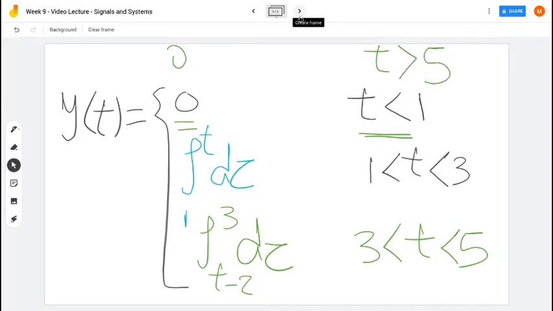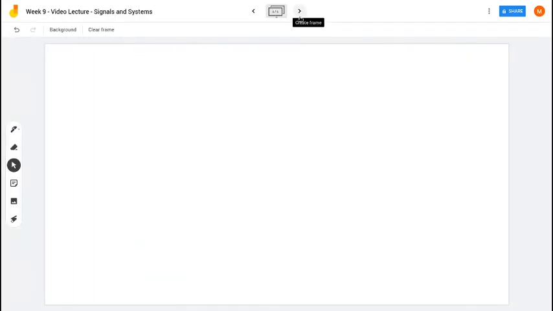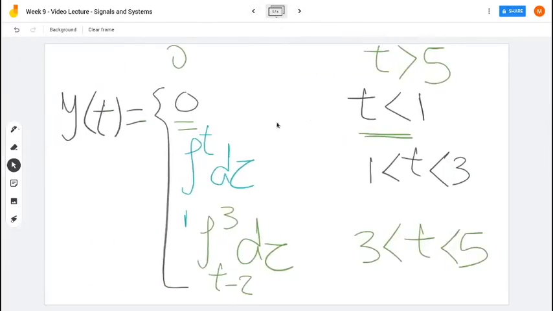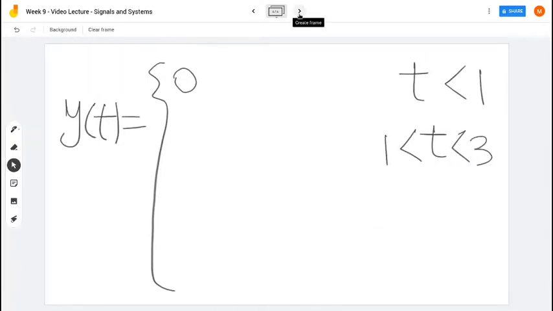So let's do the integration in this case. So y of t is equal to 0 if t is less than 1, and for the interval t larger than 1 and less than 3, we are integrating d tau, which will give us tau, and then we'll substitute with the limit, so it will be t minus 1. So we'll be having t minus 1, which is a straight line with a positive slope.